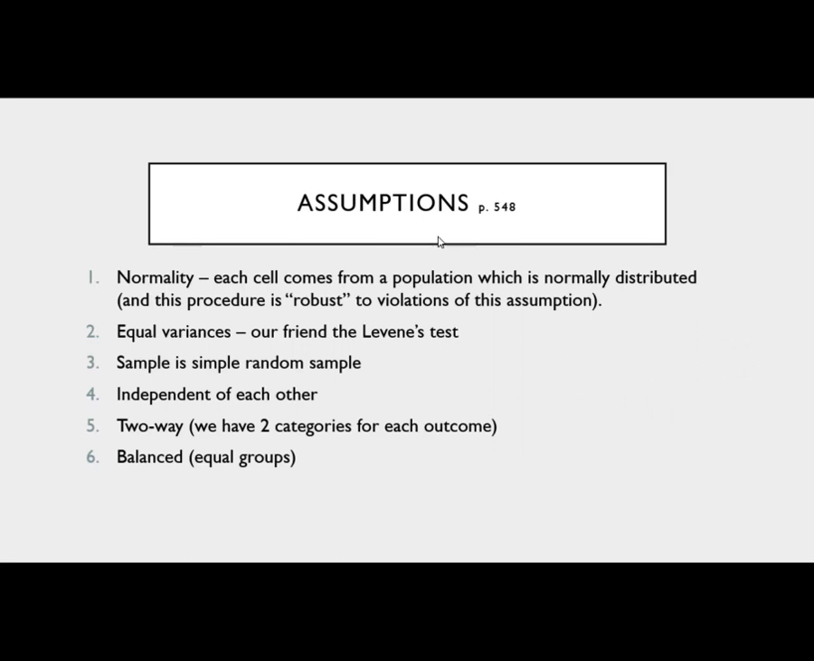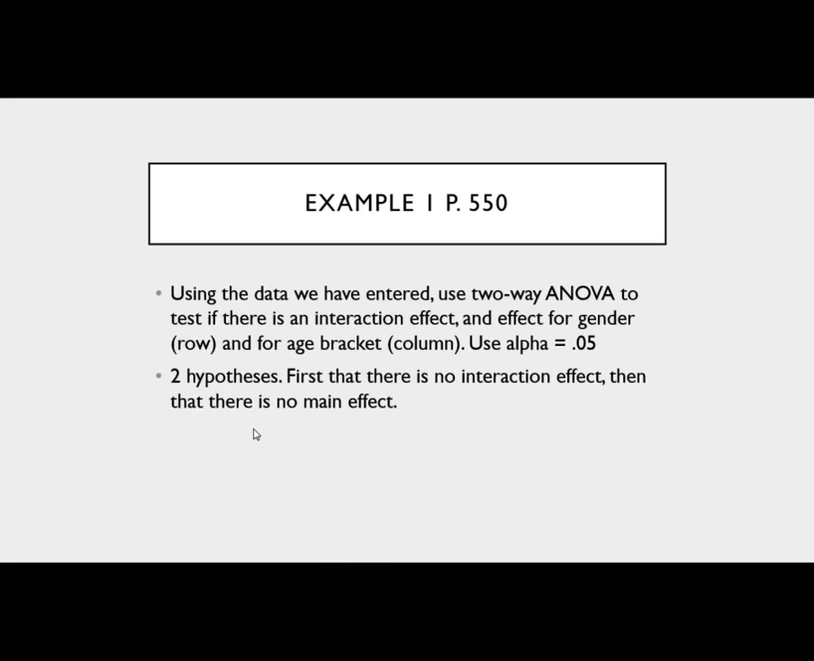So we have, as always, assumptions. This is from page 548. We assume that they're normal. We have equal variances, simple random sample, independent of each other. At least two ways, we have two categories for each outcome. And then we want balanced, equal groups for this. It's very important that we have similar sample sizes. If we have vastly different sample sizes, our results are suspect.